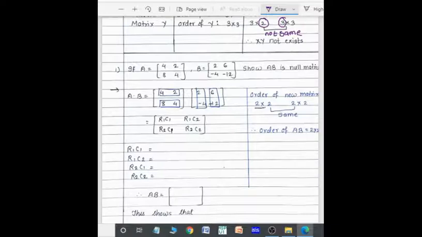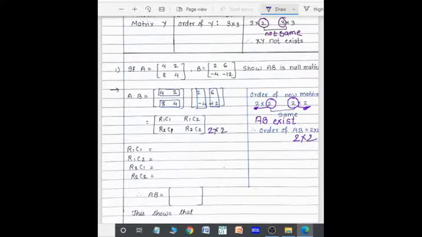For that we write down these two matrix like this. See, the column of first matrix and the row of second matrix are same. So, AB exists. First we will write AB exists. And then the order of new matrix is this 2 into this 2. So, the order of new matrix is 2 by 2.